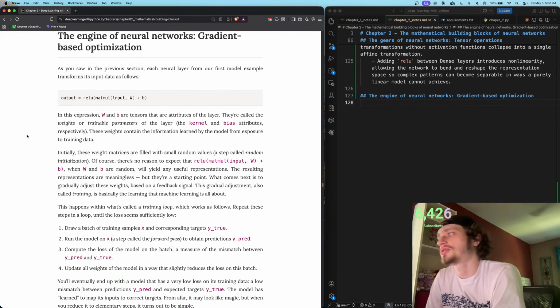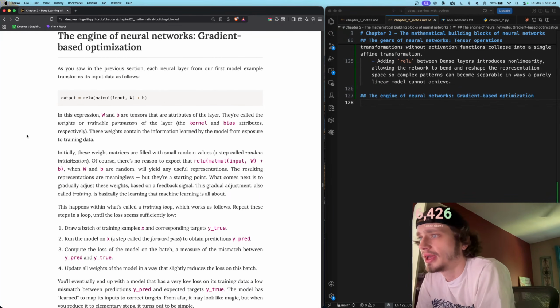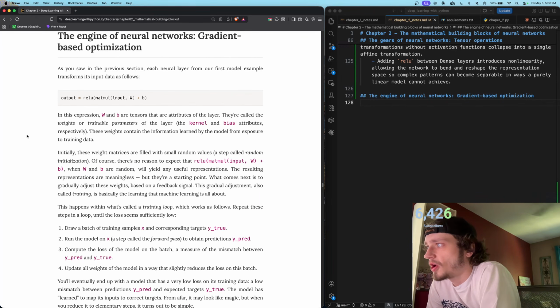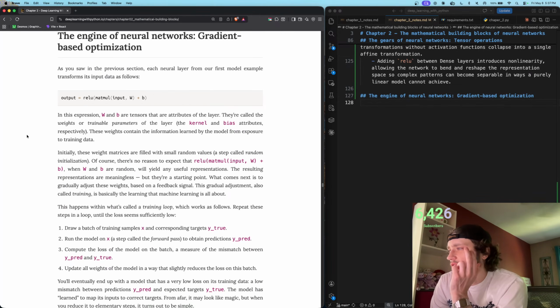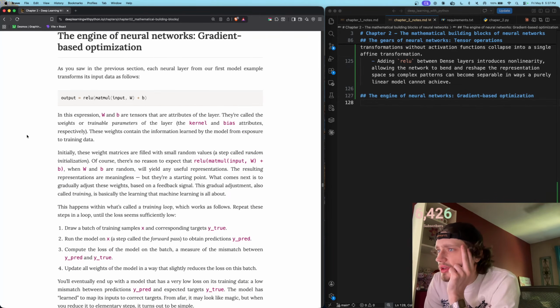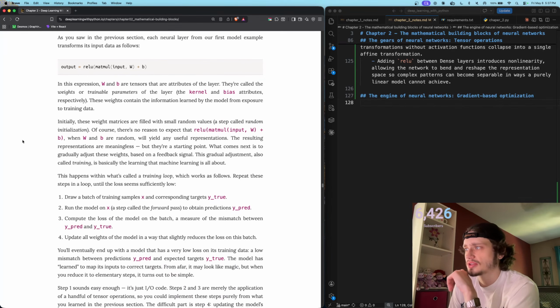These weights contain the information learned by the model from exposure to training data. Initially, these weight matrices are filled with small random values, a step called random initialization. Of course, there's no reason to expect that ReLU(matmul(input, W) + B), when the kernel and bias are random, will yield any useful representations. The resulting representations are meaningless, but they're a starting point. What comes next is to gradually adjust these weights based on a feedback signal. This gradual adjustment, also called training, is basically the learning that machine learning is all about.